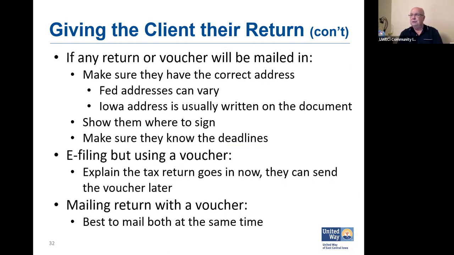If there's any returns or vouchers that are going to be mailed in, make sure they have the right address. The Fed has different addresses for different situations, whether you're mailing something in that you owe money or getting money or amended, whatever, make sure you got the right Fed address to give them. Now, Iowa is nice and they usually actually write the address on the voucher or on the document. Make sure they know where to sign and make sure the client understands the deadlines when stuff needs to go back in.